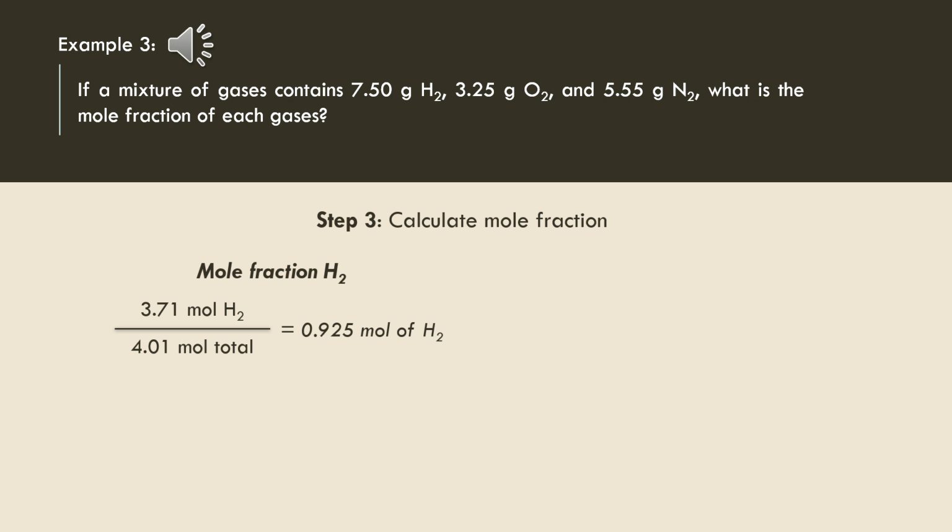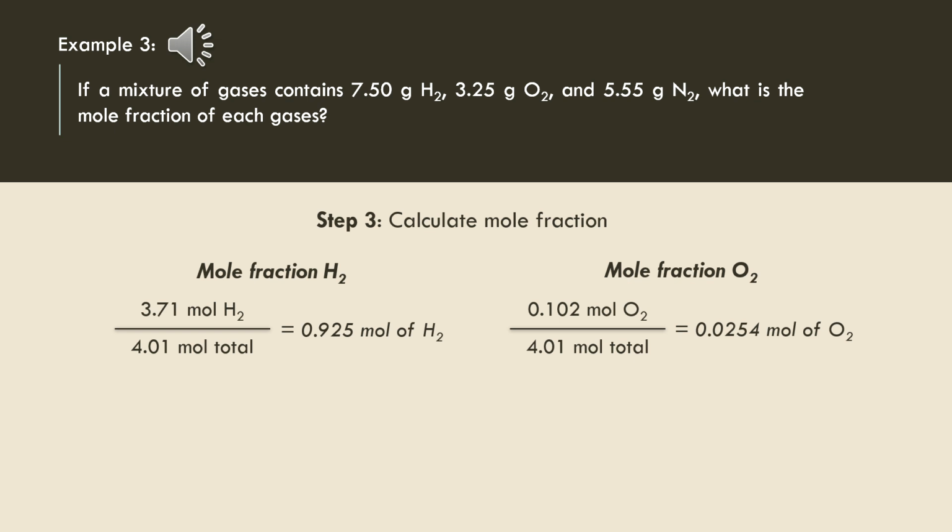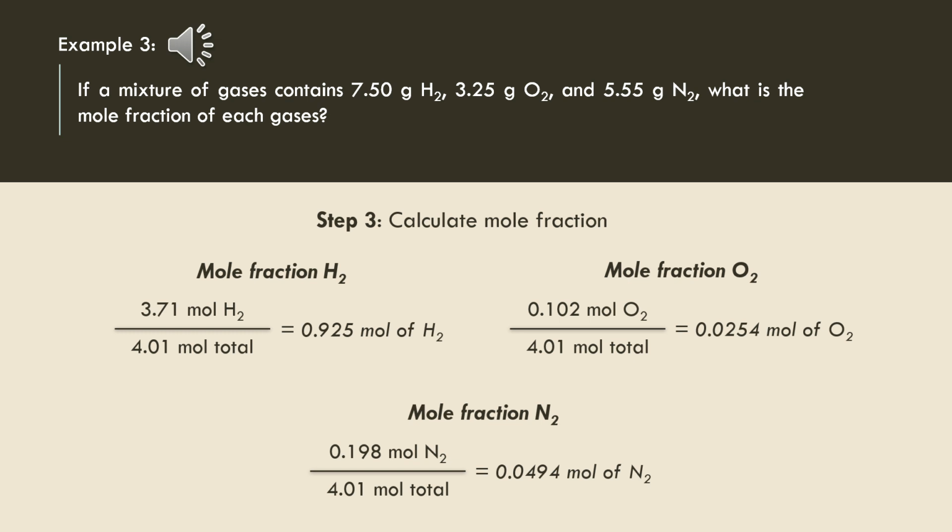To calculate the mole fraction of oxygen, do the same. So 0.102 moles of oxygen divided by 4.01 total moles is equal to 0.0254. To calculate the mole fraction of nitrogen, 0.198 moles of nitrogen divided by 4.01 total moles is equal to 0.0494. So this is your mole fraction for nitrogen.